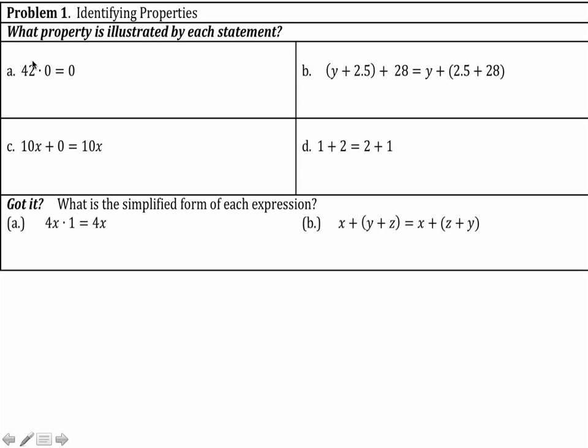Okay, so here in letter A, they're taking a number and multiplying it by 0, and they're getting 0. All right? So that would be my zero property of multiplication. Any number times 0 is just 0.